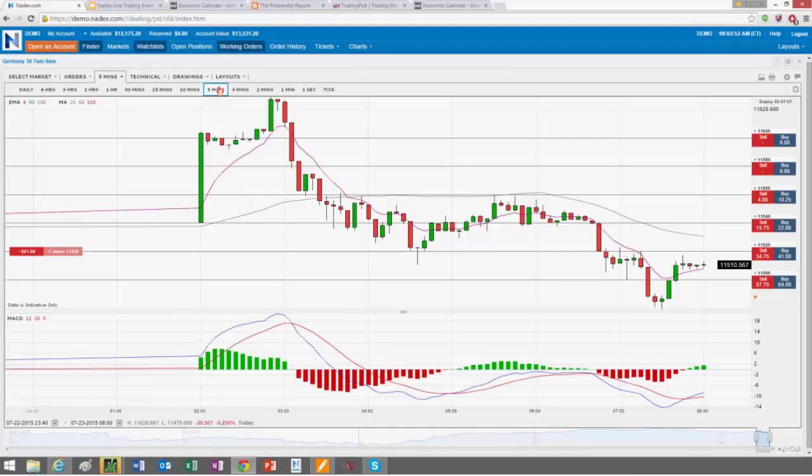Do I ever use the Aroon or the directional indicator? No, I don't. I haven't played around with that, but you know, trading is a journey. I'll take a look at it sometime.